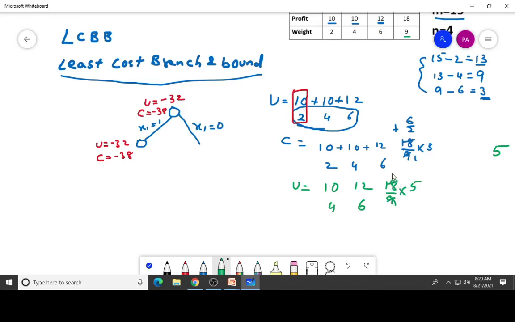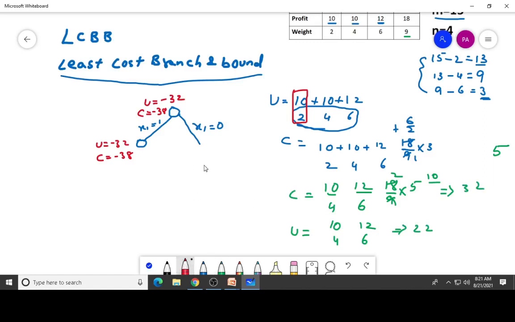9 ones are 9, 9 twos are 18. So what is the total cost? It is 10. 10 plus 12 is 22. Sorry, here the fraction value we are going to add in the C, not in the U. In the U you will get the same 4, 12, 6. That's it. So in the C we are getting the total of 32, and here we are getting the value 22 after excluding.